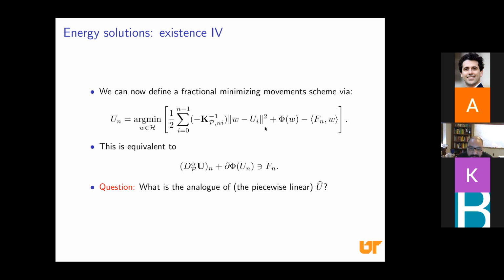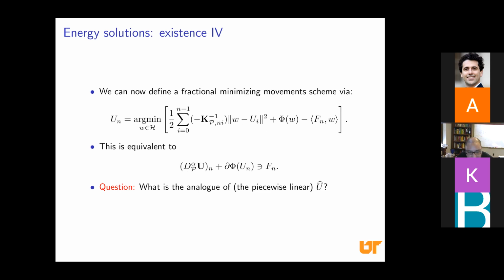And its Euler-Lagrange equations turn out to be the same as if we were to compute the discrete Caputo derivative over this partition of that sequence of values. So once again, this is an analog of, say, the implicit Euler scheme that the classical minimizing movement schemes led you to.